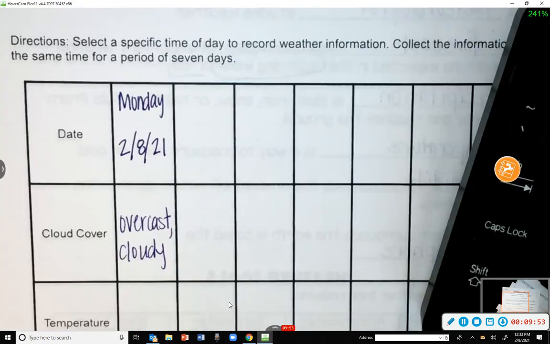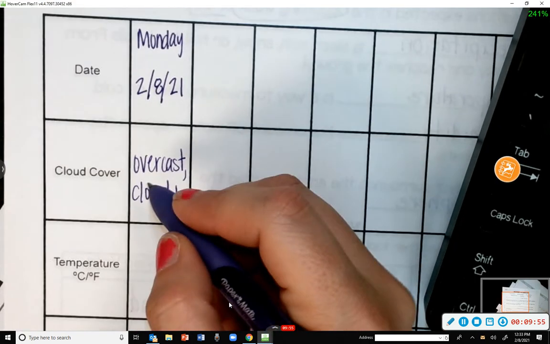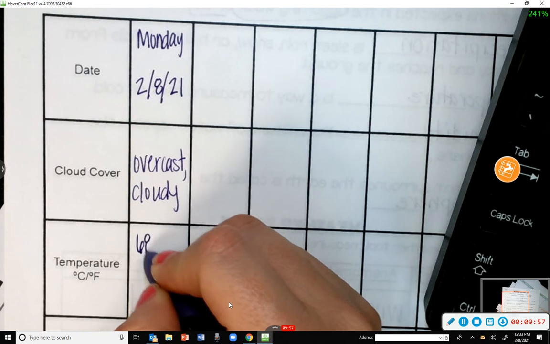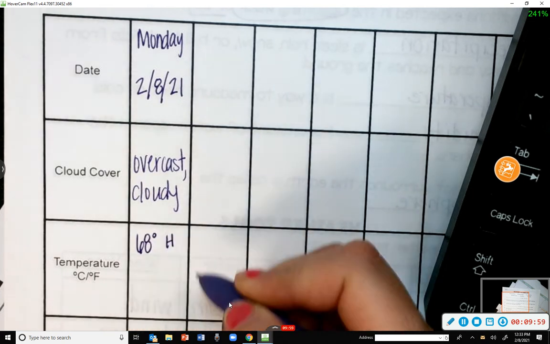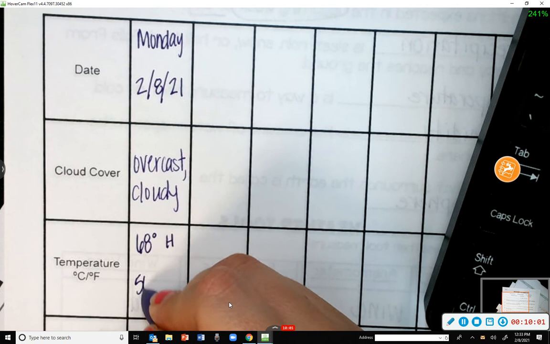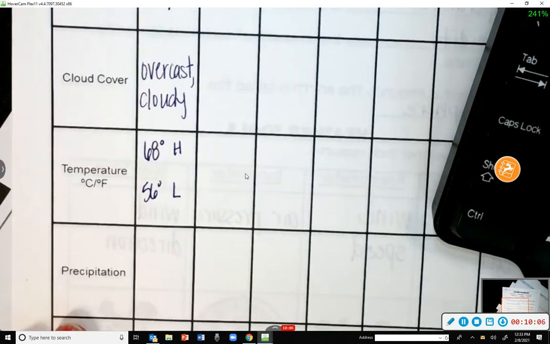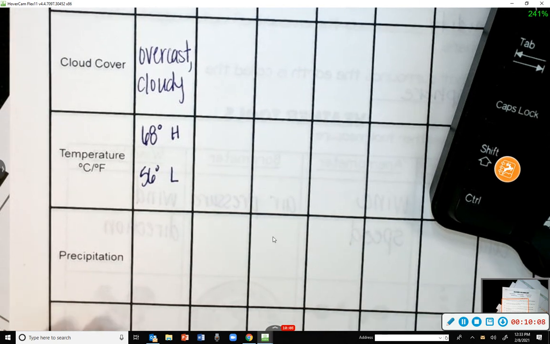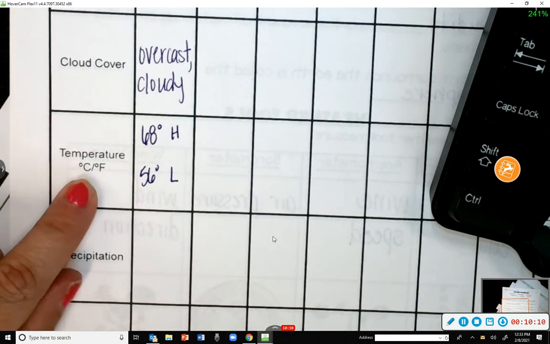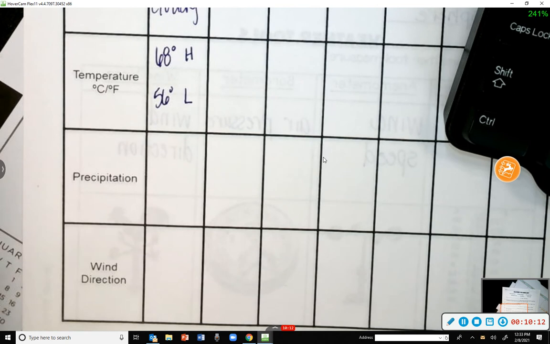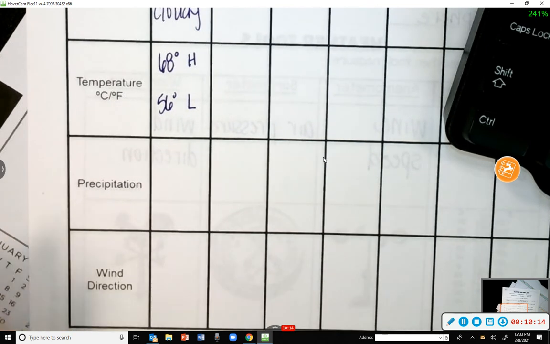So back to our sheet. Temperature: 68 for the high, 56 for the low. We use Fahrenheit here, but some places use Celsius. That's why you see a C. Celsius. Precipitation. So we talked about precipitation.